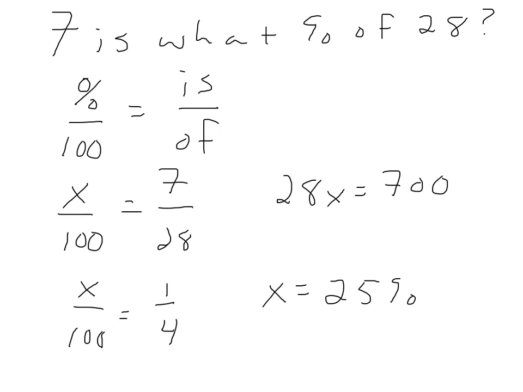And maybe you could have figured that out just by looking at the original problem. 7 is what percent of 28? You could kind of think 7 over 28 just reduces to 1 over 4, and 1 over 4 is the same as 25%. There's often more than one way to solve these problems, but the percent over 100 equals is over of equation will always get you an answer.